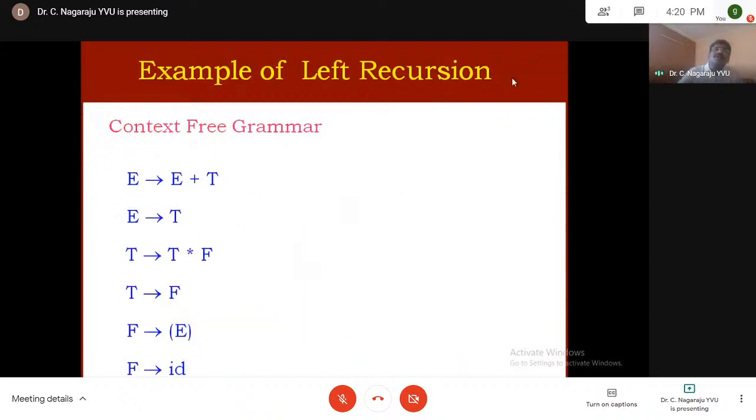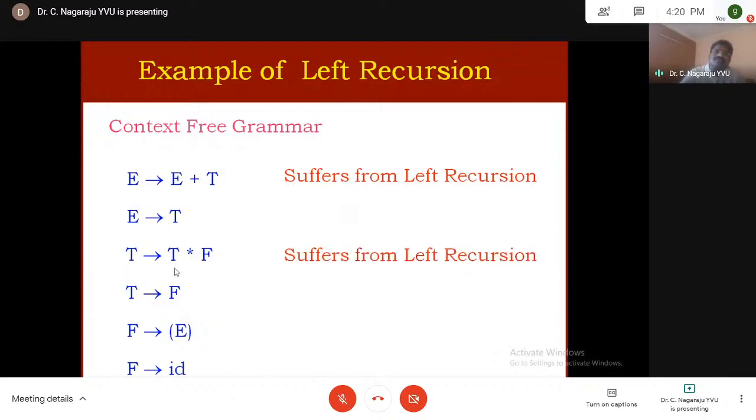For example, for the given grammar, this is left recursive. You see that it is suffering from left recursion because capital E immediately appears on the right side. The second one is also suffering: T can have the form T star F, so it is also suffering from left recursion. But how do we eliminate this left recursion?